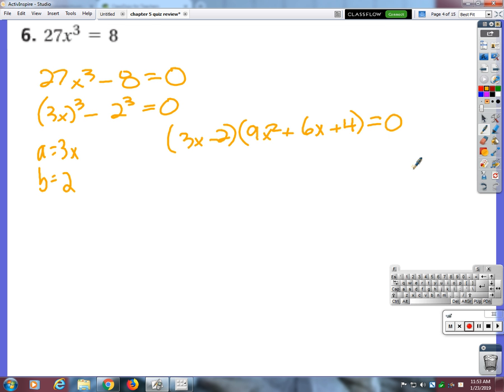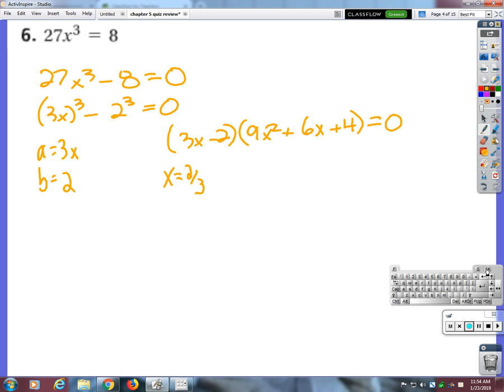Yeah, we can't factor further than that, but we can solve. So, like I said before, this one is an easy one. If 3x minus 2 equals 0, what does x have to equal? 2/3. Okay, so that's easy.